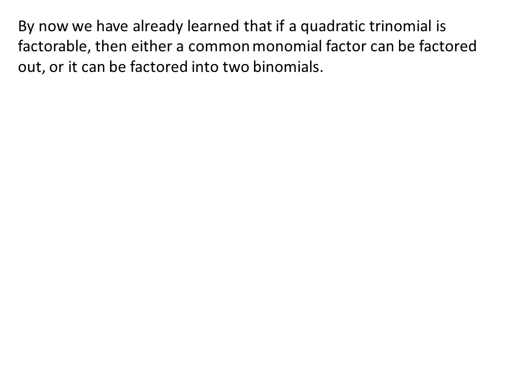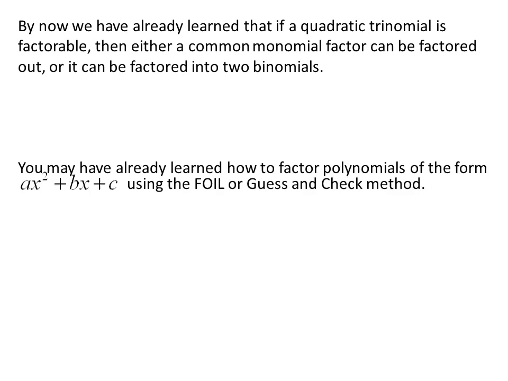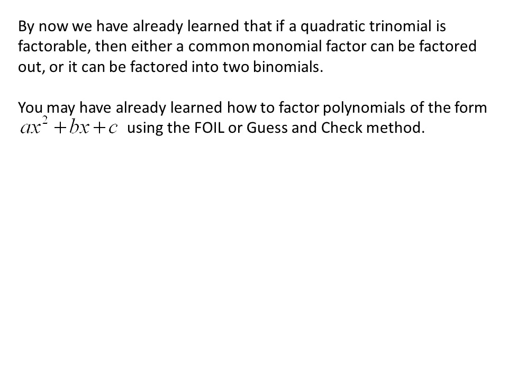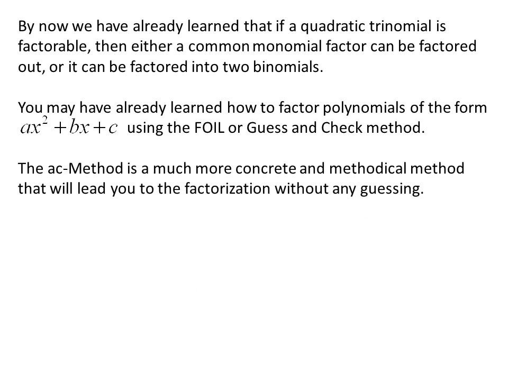Now we have already learned that if a quadratic trinomial is factorable, then either a common monomial factor can be factored out or it can be factored into two binomials. You may have already learned how to factor polynomials of the form ax squared plus bx plus c using the FOIL or guess and check method. The AC method is a much more concrete and methodical method that will lead you to the factorization without any guessing.